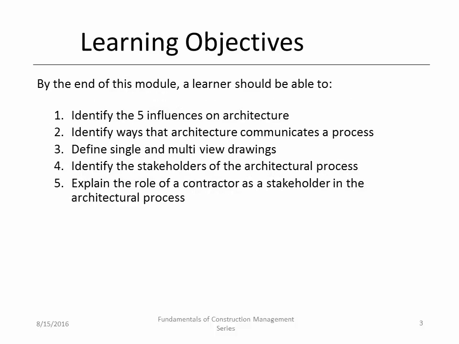Here are the learning objectives for this module. By the end of the module, a learner should be able to identify the 5 influences on architecture, identify ways that architecture communicates a process, define single and multi-view drawings, identify the stakeholders of the architectural process, and explain the role of a contractor as a stakeholder in the architectural process.